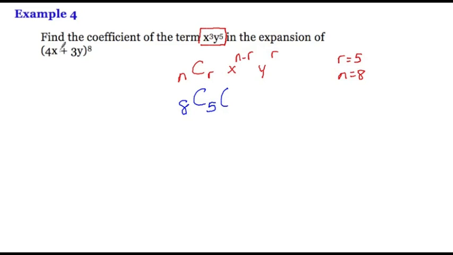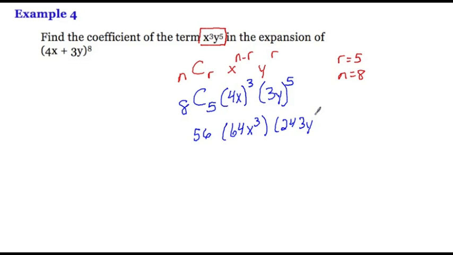The first term is 4x. 8 minus 5 is 3. The second term is 3y to the r, which is to the fifth power. 8C5 is 56. 64x cubed and 243 y to the fifth. If you multiply those up, you get 870,912 x cubed y to the fifth.